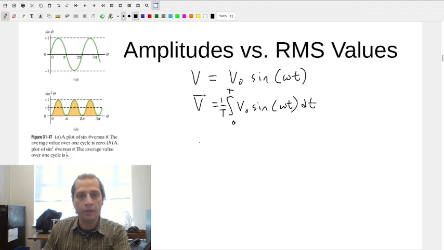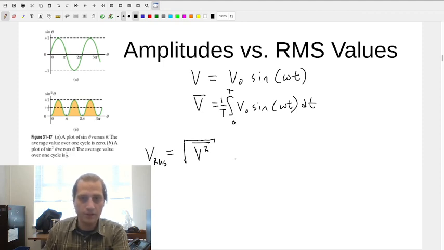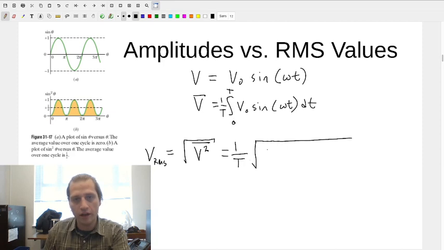So what do we do? We instead take our V squared, take the average, and then take the square root. So that's what we mean by V RMS. Essentially, what we do here is we take 1 over the time, and then we take the average, we're going to take the square root of the average of V squared.